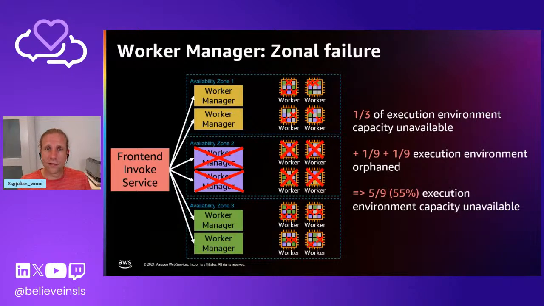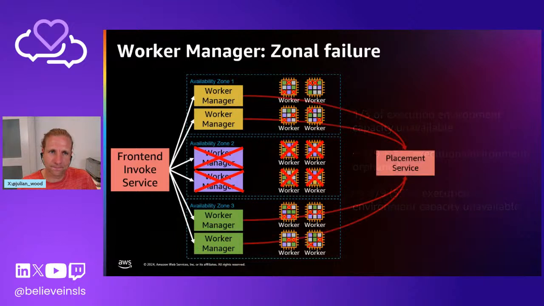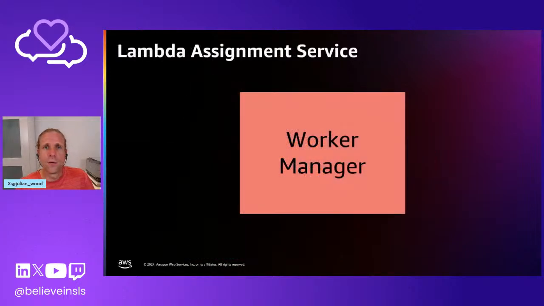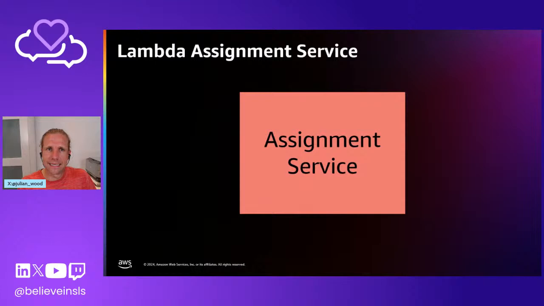Now, of course, we have to hold spare capacity in Lambda to handle this sort of failure, but obviously it's really inefficient and also means we need to recreate a whole bunch of cold starts. And the placement service also needs to be able to handle this huge increase in additional requests. And so we decided that the worker manager needed a refresh, and so we built the assignment service.